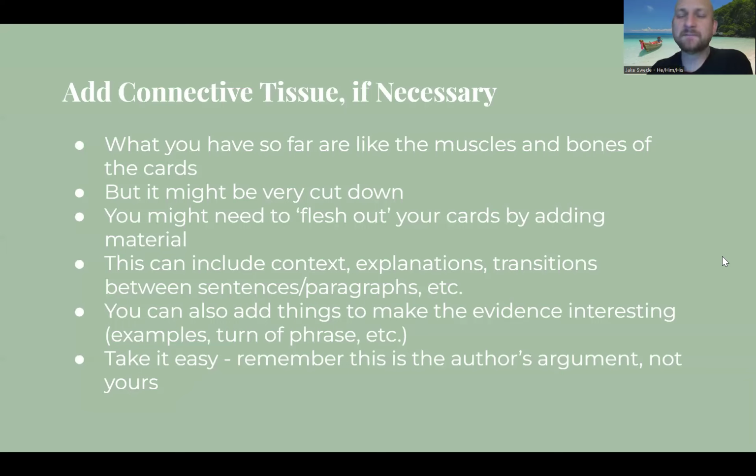Okay. I believe this is the final step: add what I call connective tissue if necessary. As you've gotten through this process, you've probably done a lot of cutting and you've really cut these cards down to the bone and made them very simple and straightforward. That's good. Now it's time to add a little bit to jazz them up and make them sort of fleshed out. So if all that cutting cut things down to the bone, this is the fleshing out process to make the connections, add the context, add examples as necessary, and beef up the cards a little bit to make them higher quality.